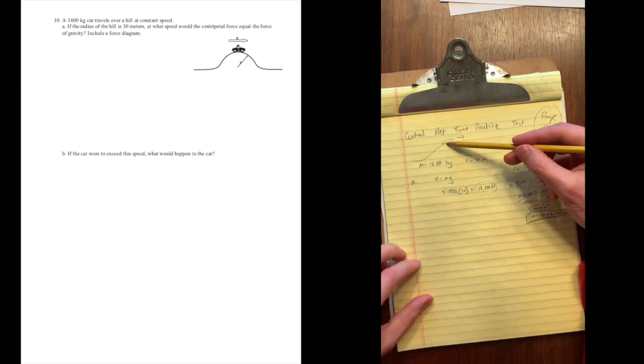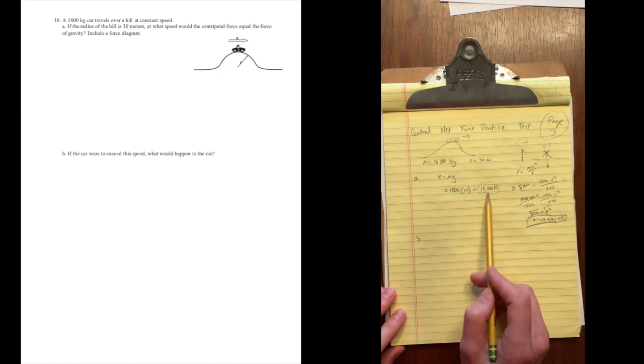So if it's going 17 meters per second, then it's going so fast that when it gets to the peak right there for just a second, it's like a weightless sensation where there's no normal force. The track is not pushing up on the roller coaster anymore.